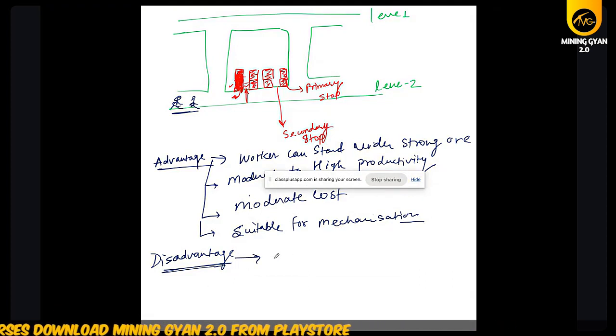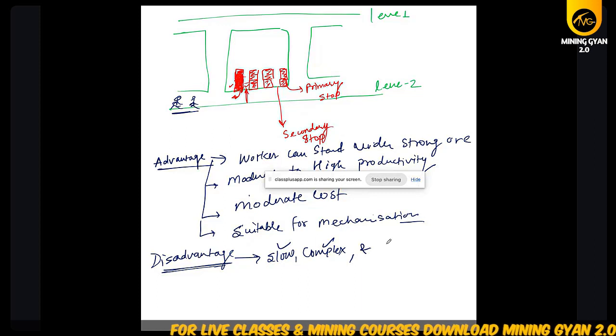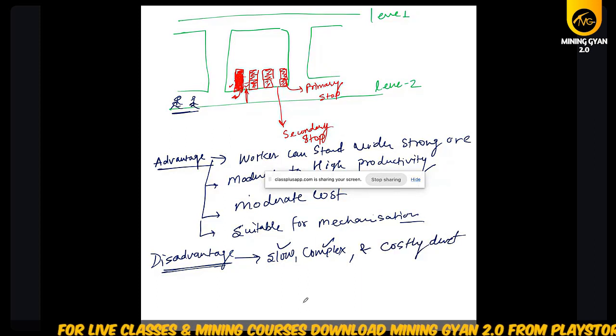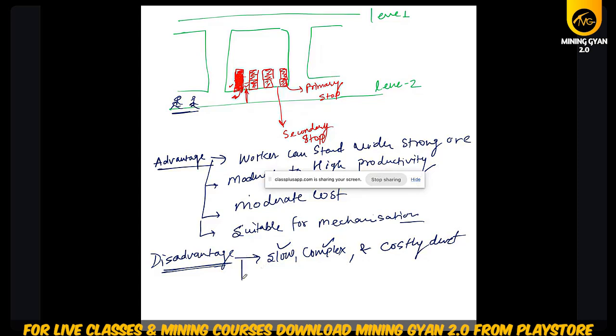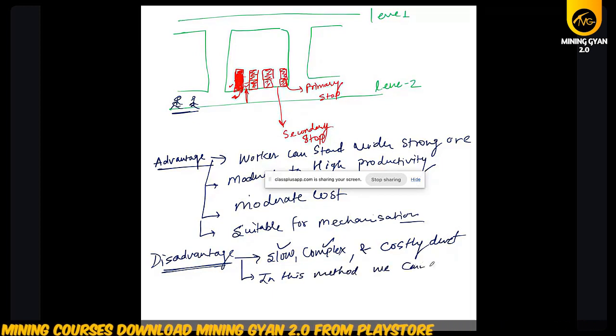This method is a little bit slow, complex also, because we have to extract and then backfill. So the method is slow, complex, and costly. Costly development process. Development process is costly, and in this method we cannot do selective mining.